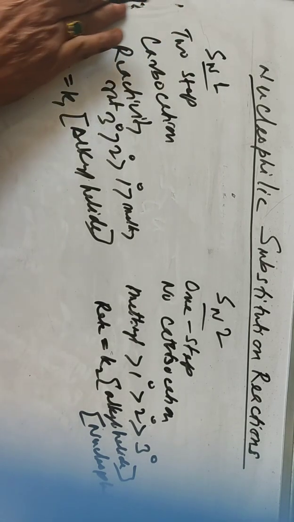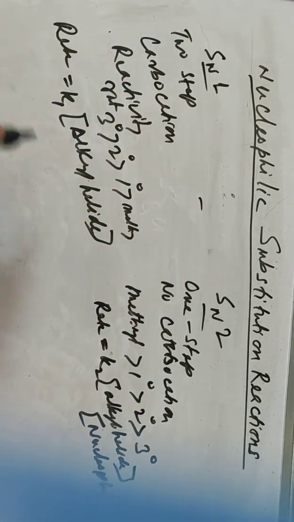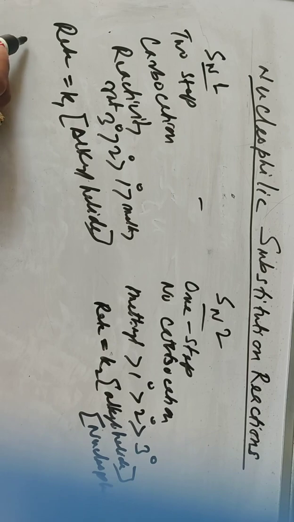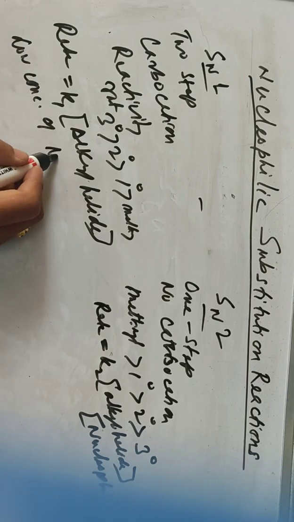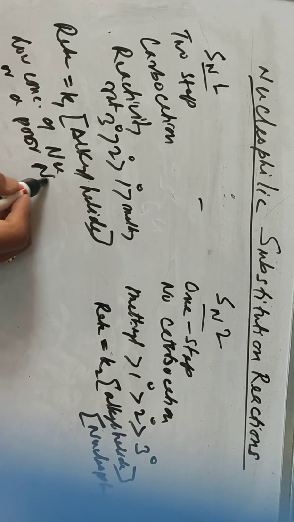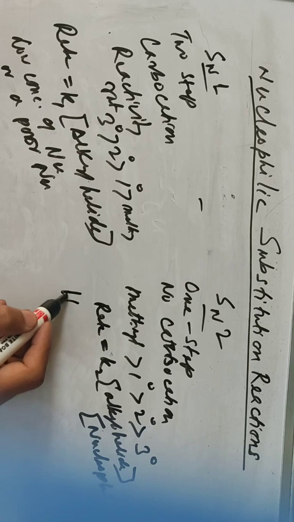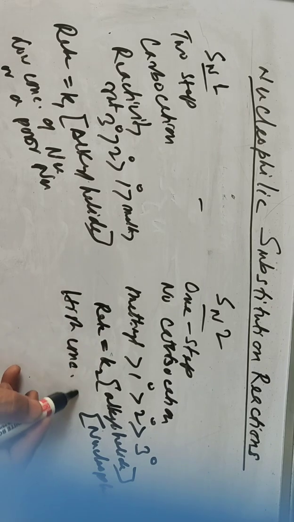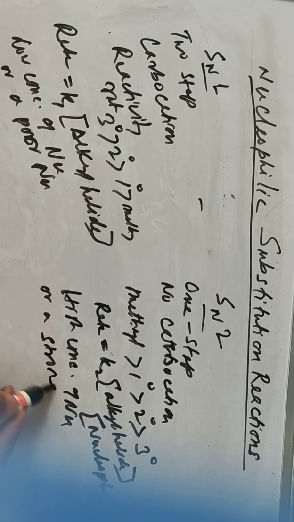And in the case of SN1, it is favored by a low concentration of nucleophile, or a poor nucleophile favors the SN1 reaction. Here in SN2, a high concentration of nucleophile or a strong nucleophile is favored. So this is the difference between these two, SN1 and SN2.